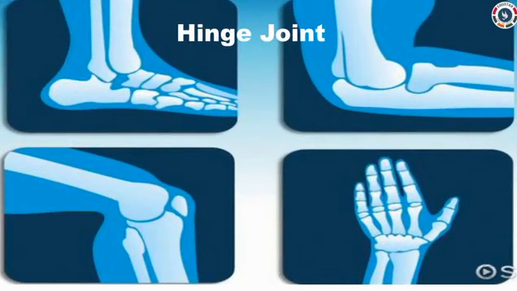Next, we are going to learn about the hinge joint. This type of joint allows movement only in one direction, backward and forward. It's like the hinges of a door. The elbow, knees, fingers and toes have hinge joints.